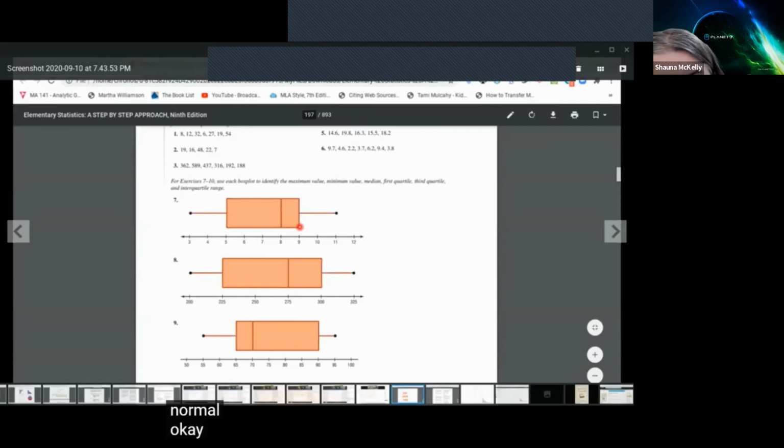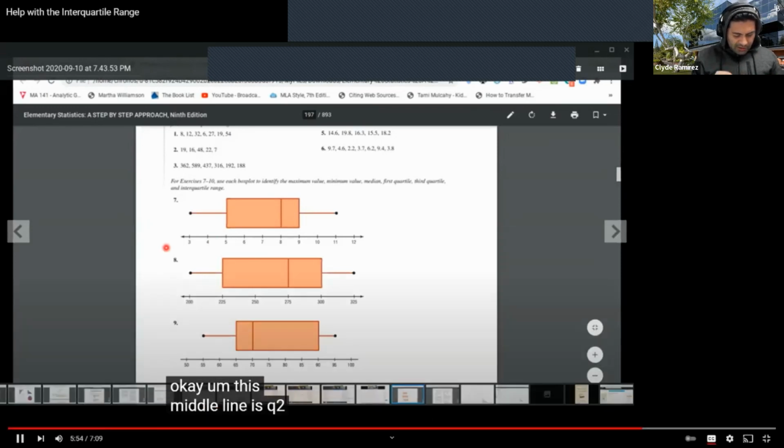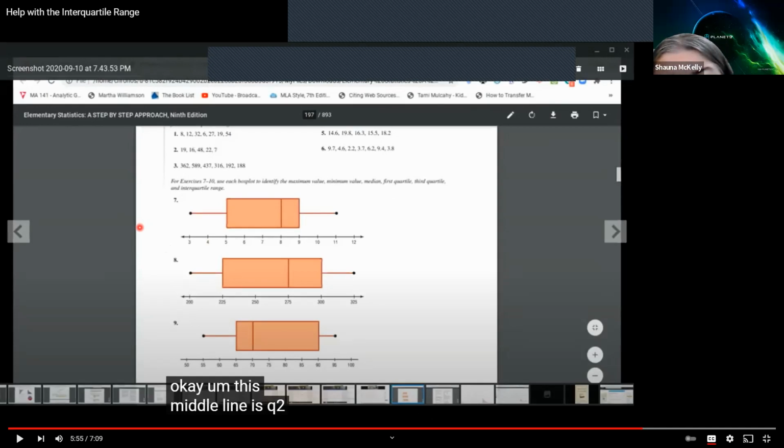If this was a dot plot, there would be more dots between the 8 and the 9, Shauna. Ask me that again. If this were a dot plot, what? There would be more values between the 8 and the 9. It would be saturated there. It's okay. So that's a good question.